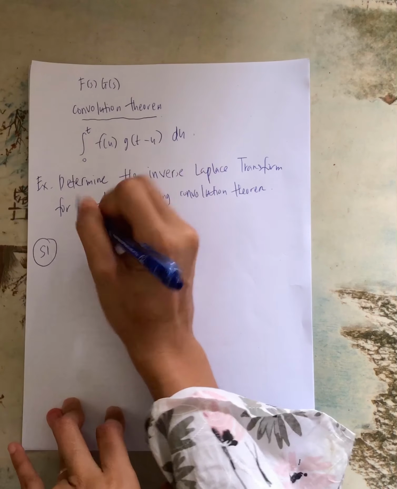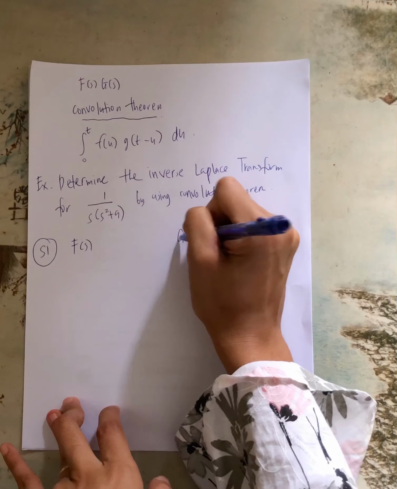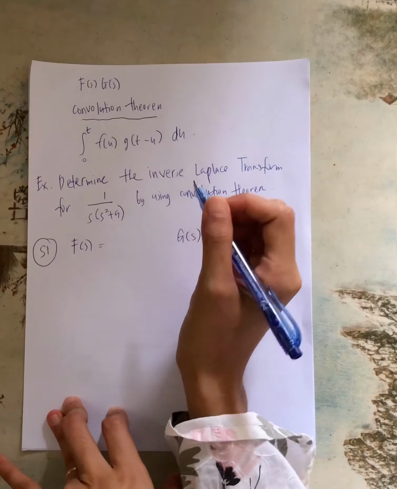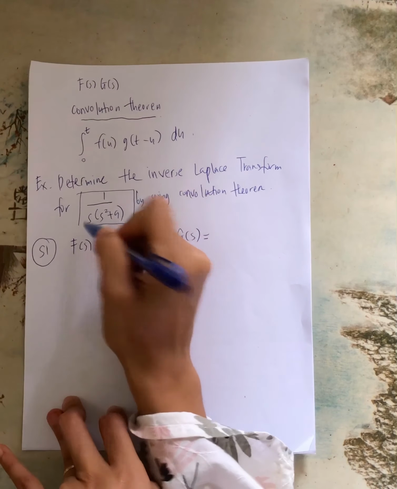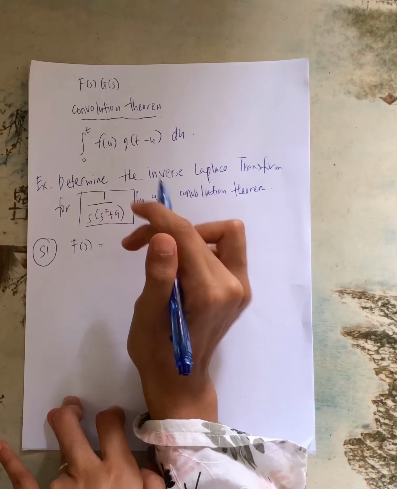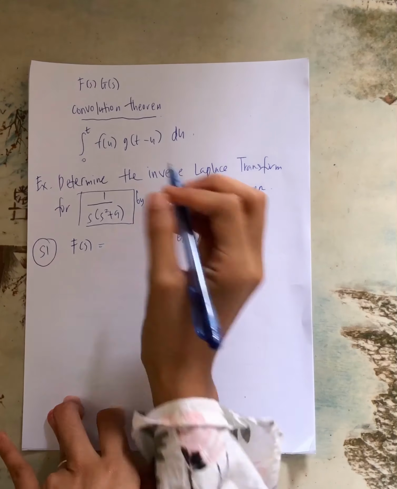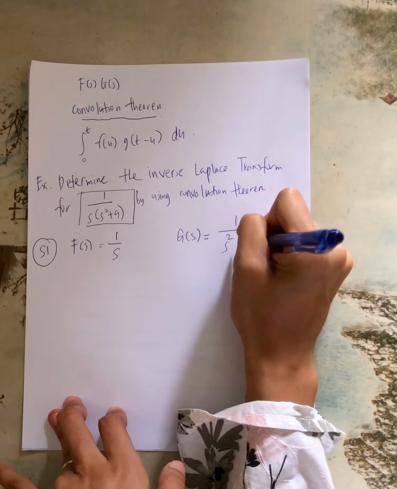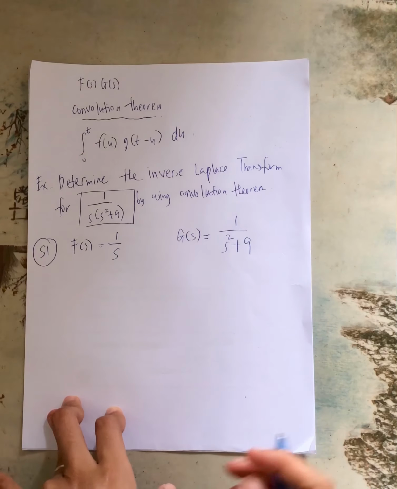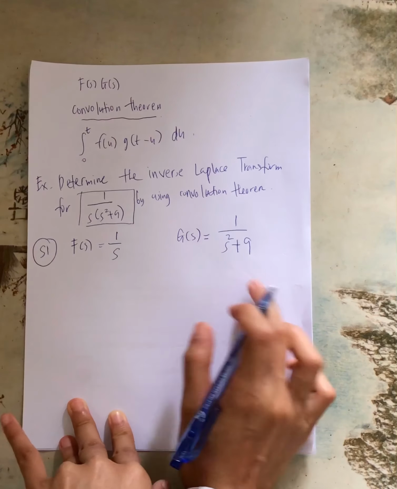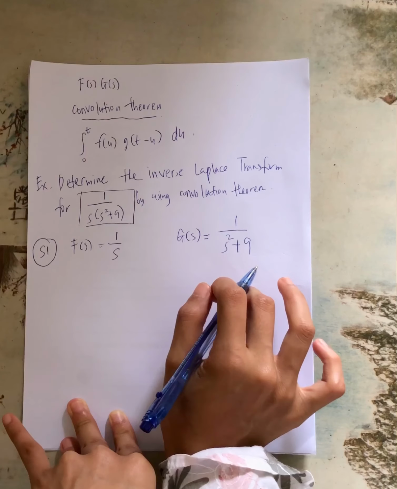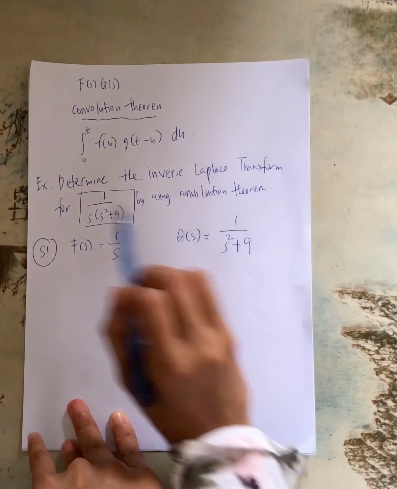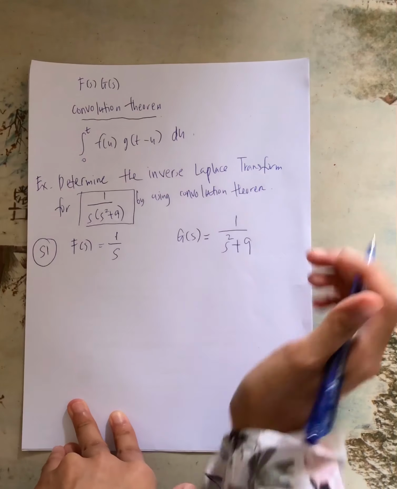So your function is 1 over s times (s squared plus 9). You can see clearly that there is a multiplication here. First is 1 over s, and another one is s squared plus 9. So this is the convolution theorem. How to answer this? The first step, you write what your F(s) and G(s) are. From this function, you can split it into two: 1 over s, and 1 over s squared plus 9. If you multiply these two back, you will get your 1 over s(s squared plus 9).